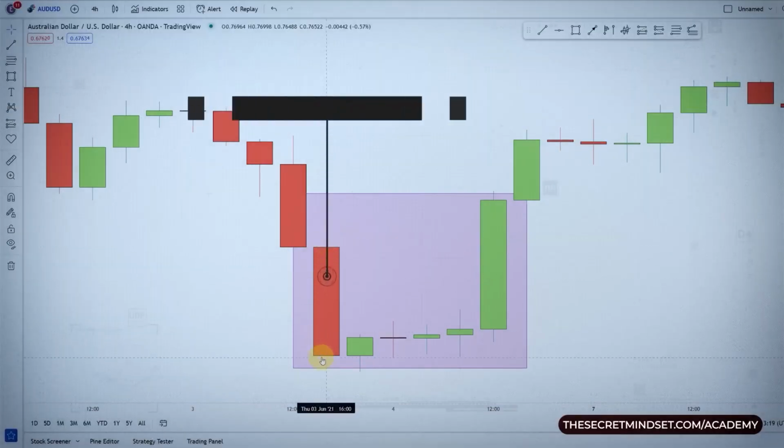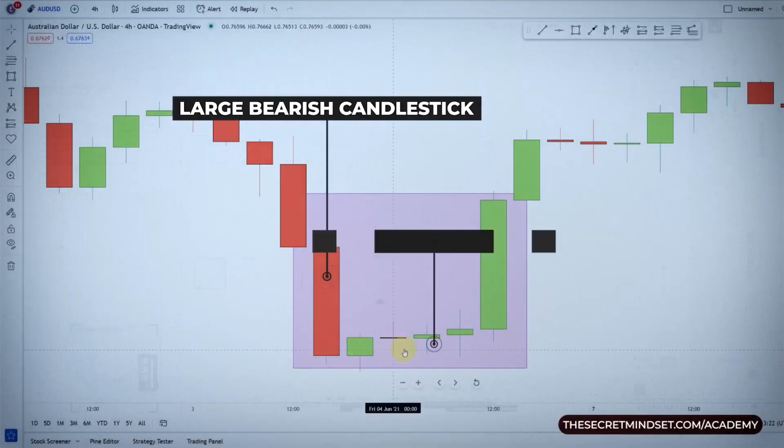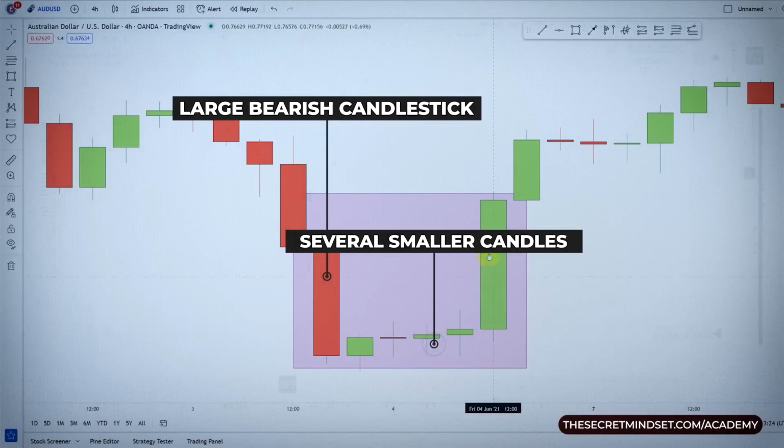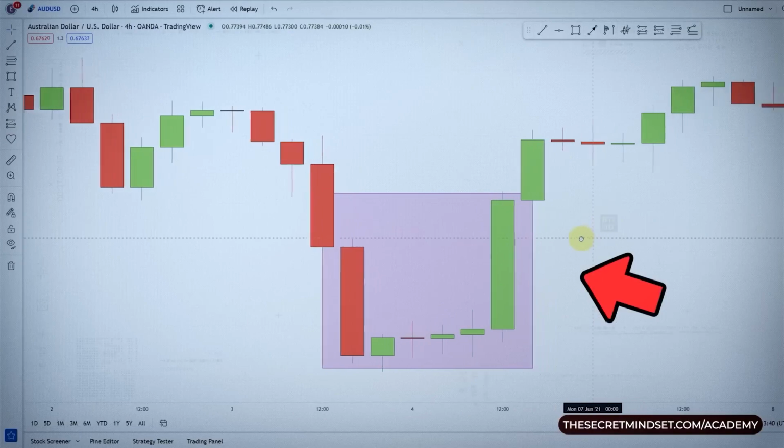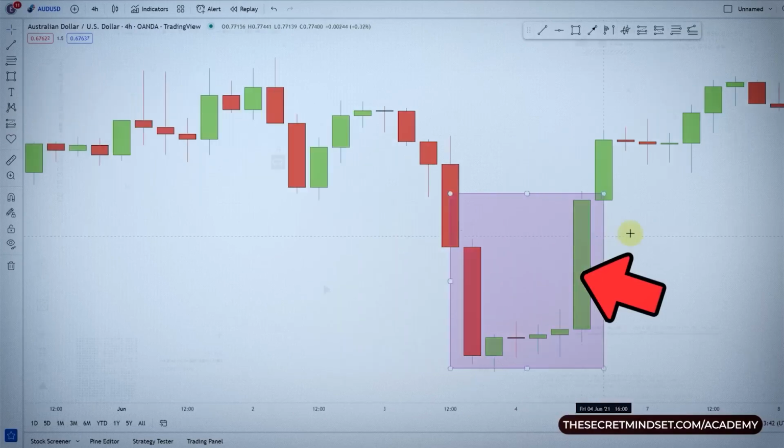The first candlestick will be a long bearish candlestick. Several small body candles will follow, marking a small consolidation range. Here, you'll often find small dojis or spinning tops. Basically, you look for candles with small bodies. And the last candlestick, completing the pattern, will be a big bullish candlestick.